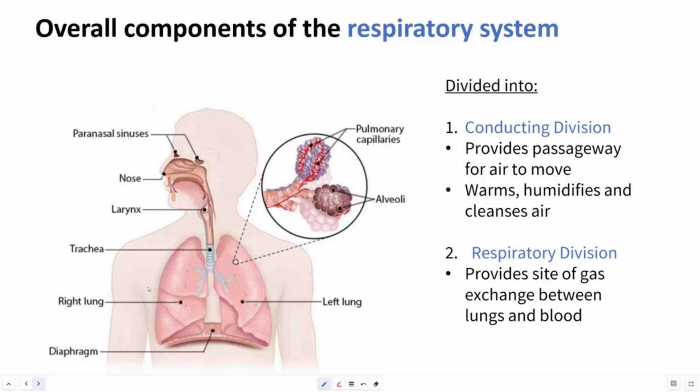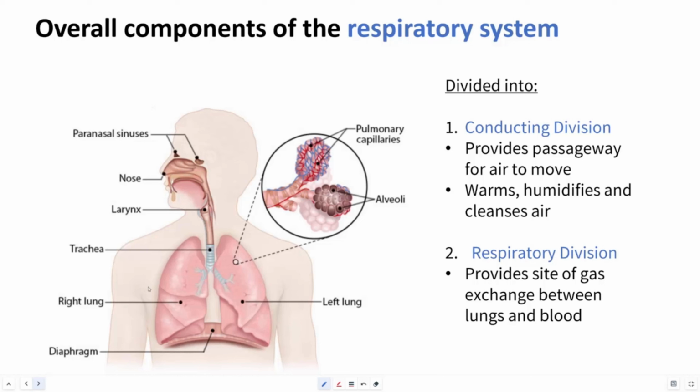The general functions of the respiratory system include its passageway for air between the external environment and the alveoli of our lungs. There's a thin barrier between the alveoli and the pulmonary capillaries that provides a site for gas exchange to occur. Oxygen goes in, CO2 goes out.